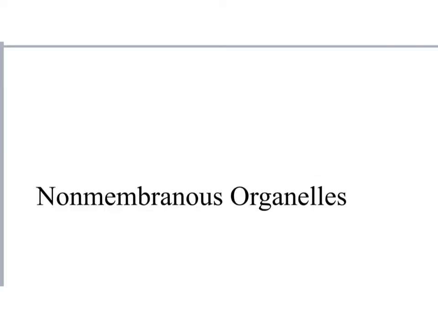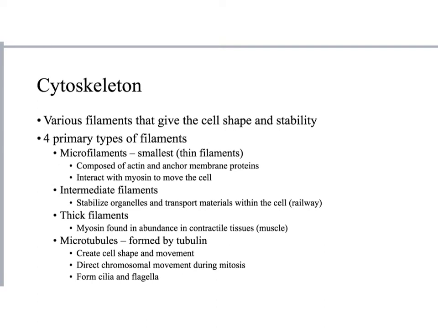So let's talk first about the non-membranous organelles. And I already mentioned this a little bit with the cytoskeleton and the microvilli. Microvilli were just one example of how the cytoskeleton can be used inside the cell. But in general, we talk about four primary types of filaments that make up the cytoskeleton.